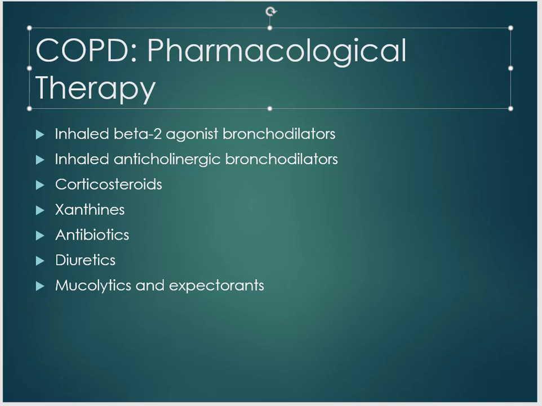We talked about the xanthines as being aminophylline or theophylline, and these have a narrow therapeutic index, so if you are prescribing these, it's important that you monitor these closely with serum levels to make sure that they're in the proper therapeutic range. You will use diuretics if you have heart failure. Your expectorants and mucolytics, such as your guaifenesin, are not helpful in the COPD category. What is probably most helpful is having chest physiotherapy and making sure that your patient is well hydrated so that their secretions stay loose and easy to cough up.